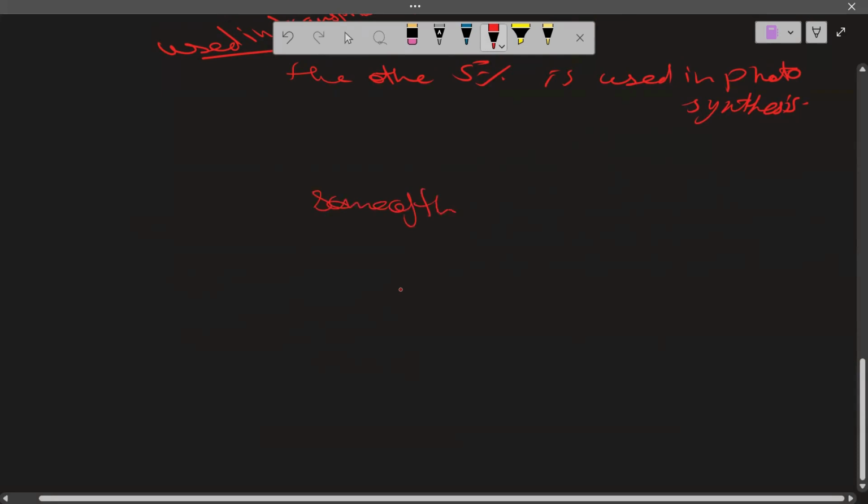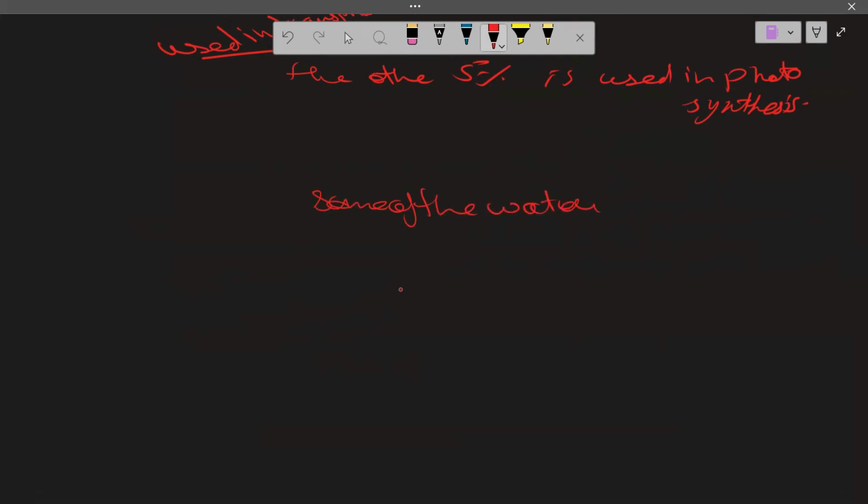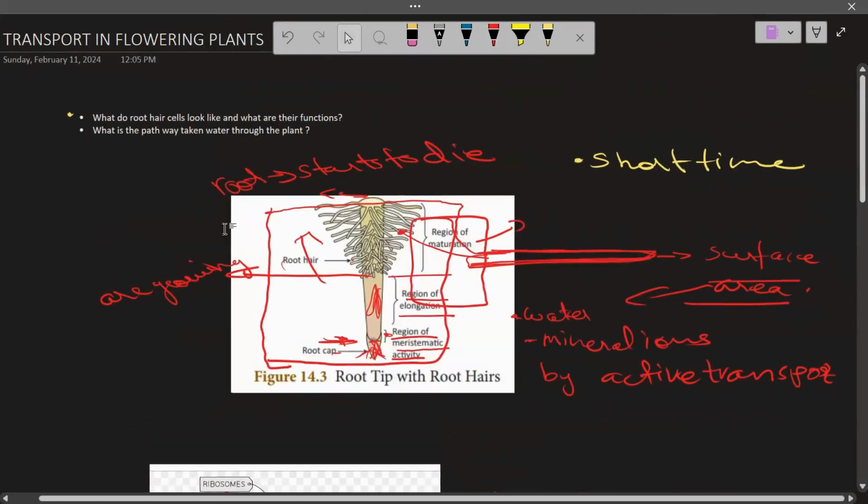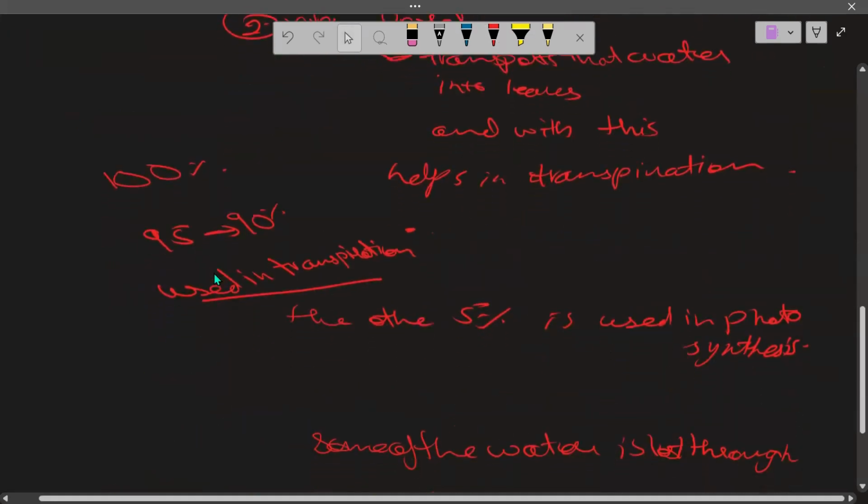Some of the water is lost through stomata. You got the way, what is the pathway taken by water through the plant.